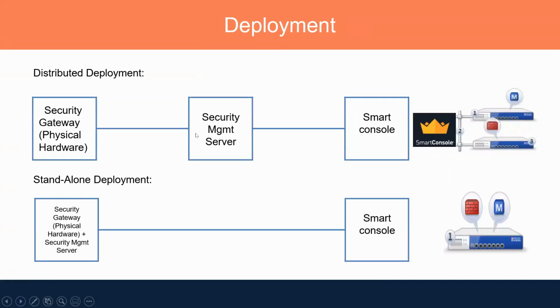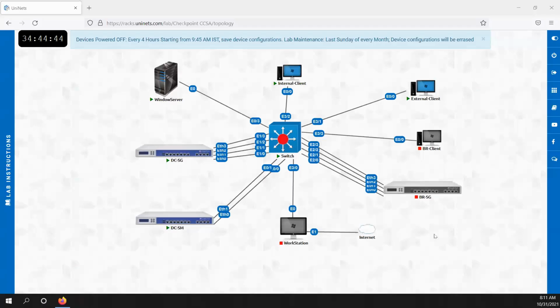If we talk about deployment, we have two types of deployment model. One is a distributed deployment, where each component would be installed on a separate machine or separate hardware. But in a standalone deployment, the security gateway and security management server would be installed on the same hardware or the same virtual machine. And the SmartConsole, since this is client software, we can install on any Windows-based system. So that's what we are trying to do here.